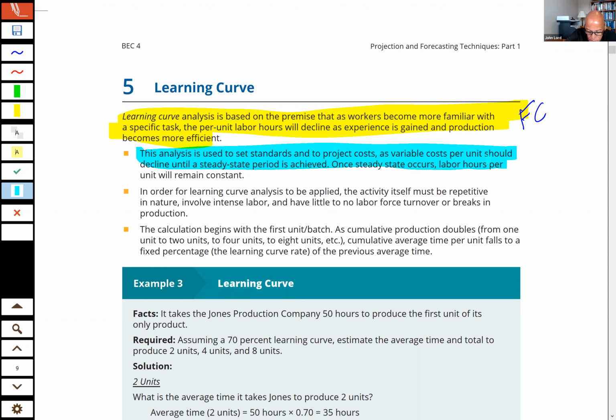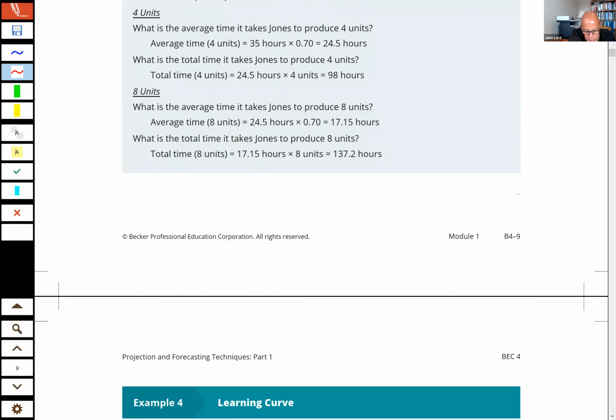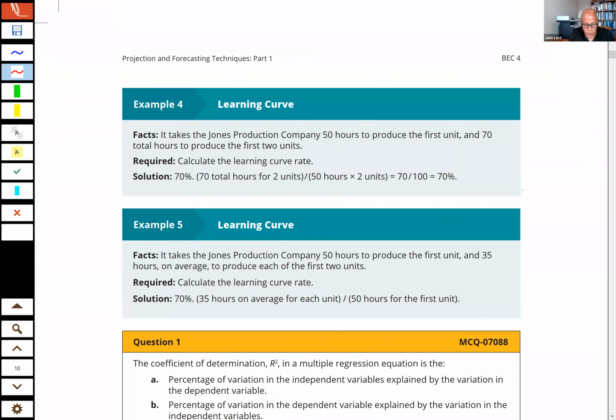In order for a learning curve analysis to be applied, the activity itself must be repetitive in nature, involve intense labor, and have little to no labor force turnover or breaks in production, which of course is ridiculous because there's always labor turnover. But I want to look at this, because I think you really get the concept of the learning curve better from examples 4 and 5 on the next page.